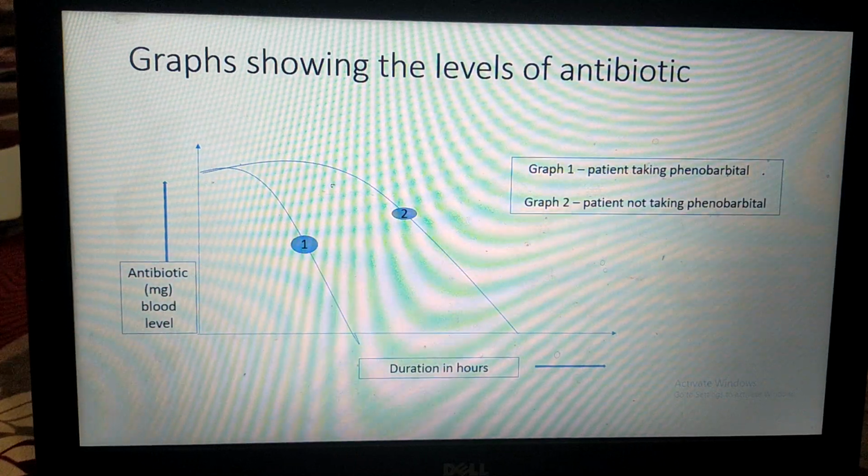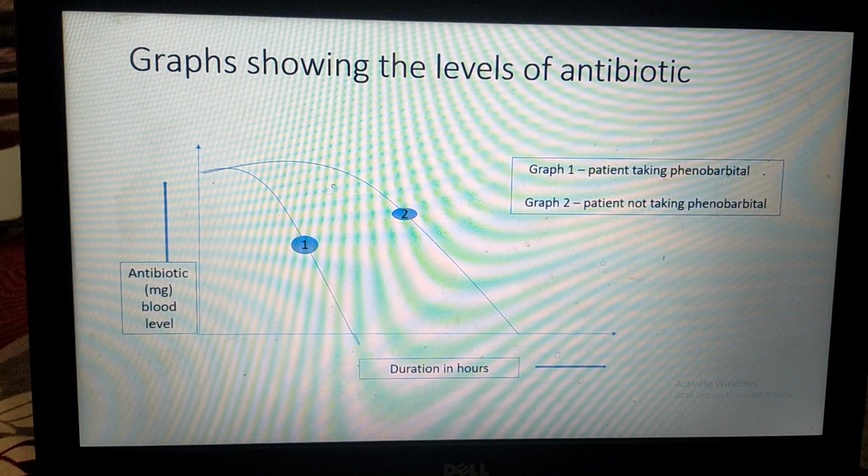So this graph shows you the biotransformation in two persons. On the y-axis I have taken antibiotic level in the blood, and on the x-axis I have plotted duration in hours. Now two graphs are there, graph 1 and graph 2. If you compare graph 1 and graph 2, in both persons we are giving the same amount of antibiotic dose. But in graph 1, the antibiotic level is coming to 0 earlier as compared to graph 2.